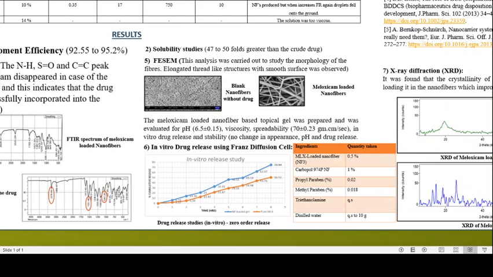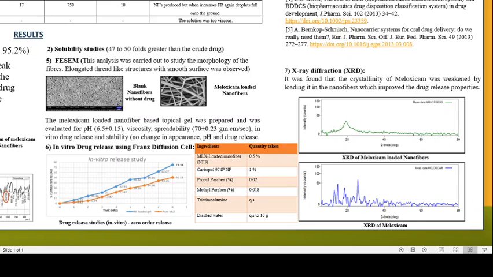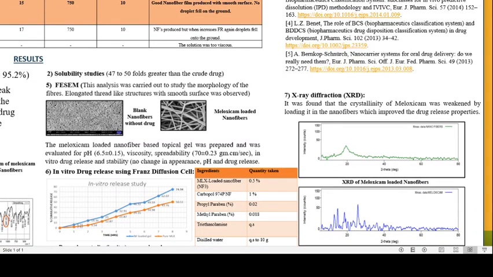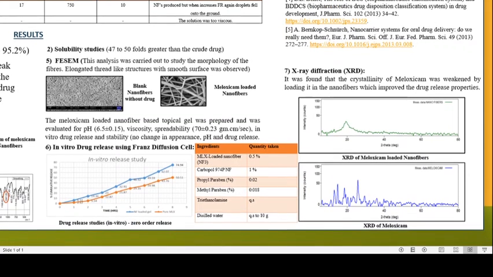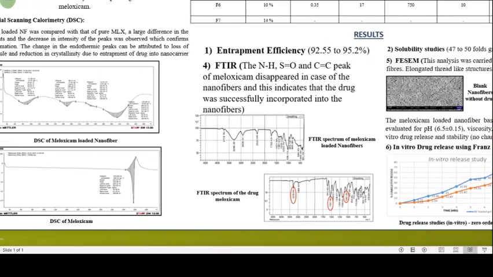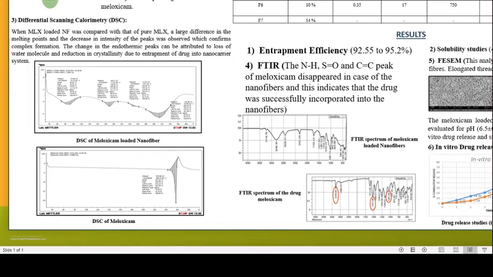And not only that, X-ray diffraction was also carried out. It was found that the crystallinity of meloxicam was reduced when it was incorporated into the nanofibers, which ultimately increased the solubility and the drug release properties of meloxicam. Also, DSC, that is differential scanning calorimetry, was performed on the meloxicam loaded nanofibers, which was also found to decrease the crystallinity, giving an amorphous solid, which ultimately increased the solubility of meloxicam.